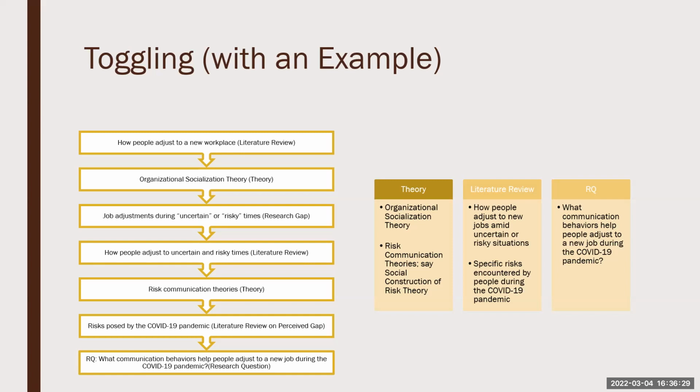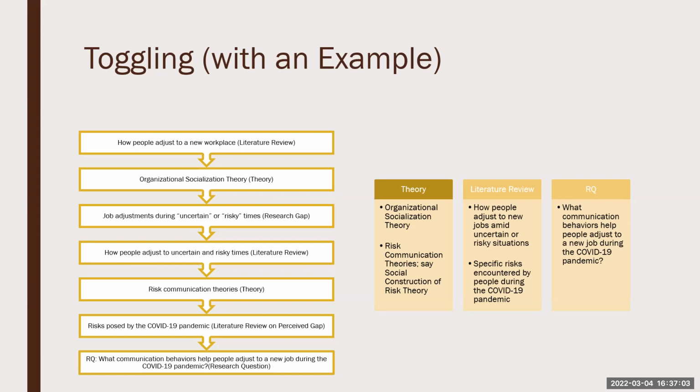And your literature review section might also have two subsections. Your first subsection probably will focus on how people adjust to new jobs amid uncertain or risky situations. And so this first subsection really looks at a variety of different uncertain and risk situations, and then talks about how job adjustment probably occurs in these situations based on what we know from prior published research.